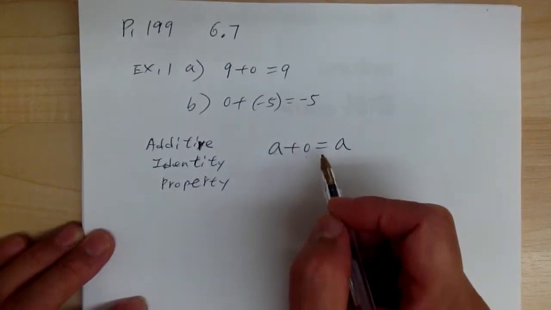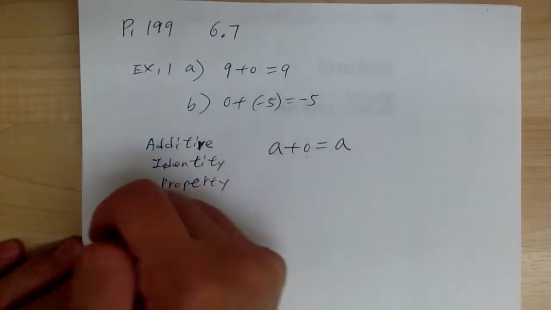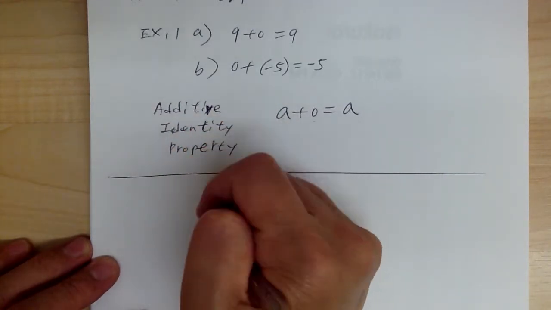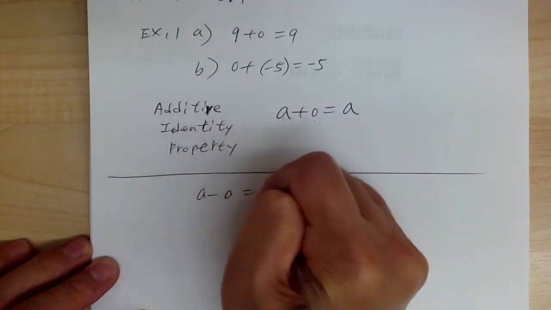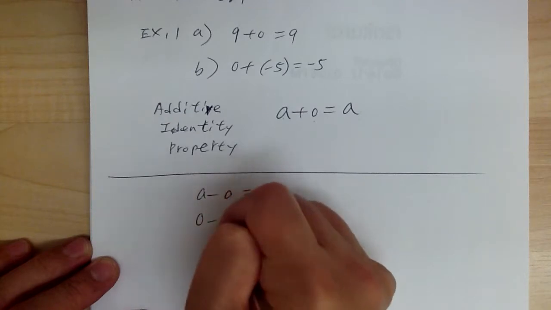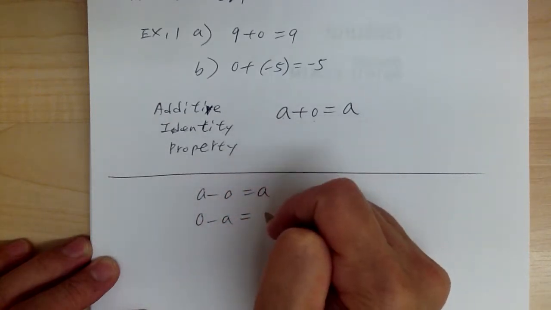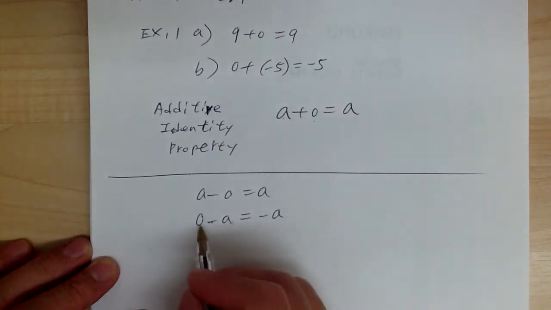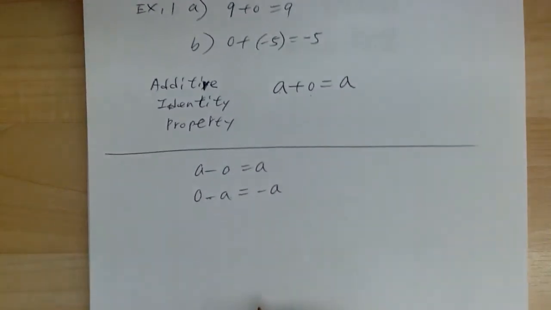Okay. Now, when you have a subtraction, it's the same thing. So if you go down a little bit, you have a minus 0. This will equal a, and you have 0 minus a. This will equal negative a, because negative is part of the a, right? So it will stay the same.